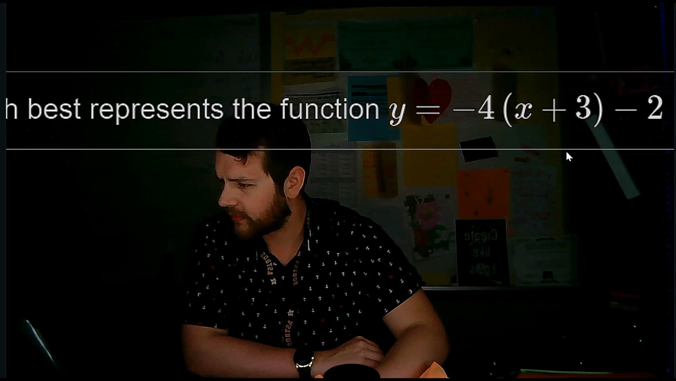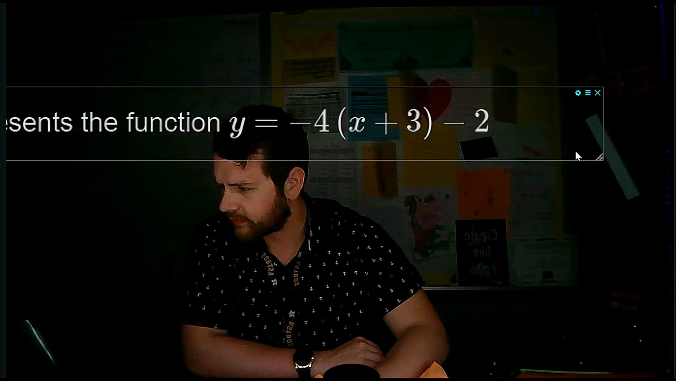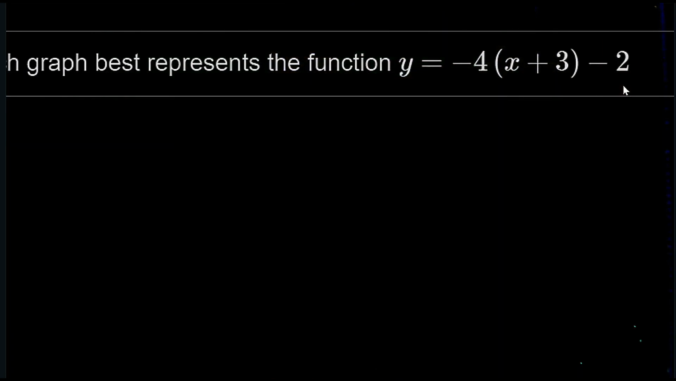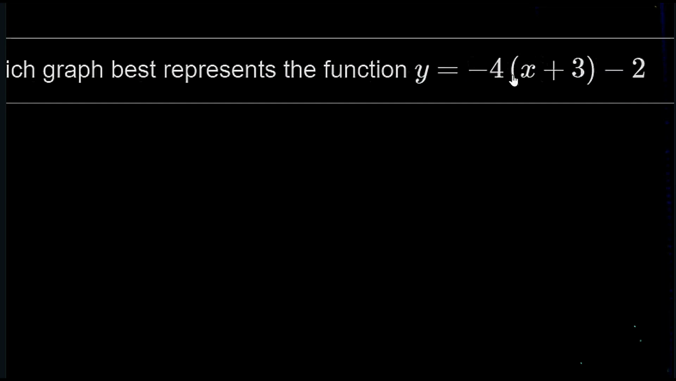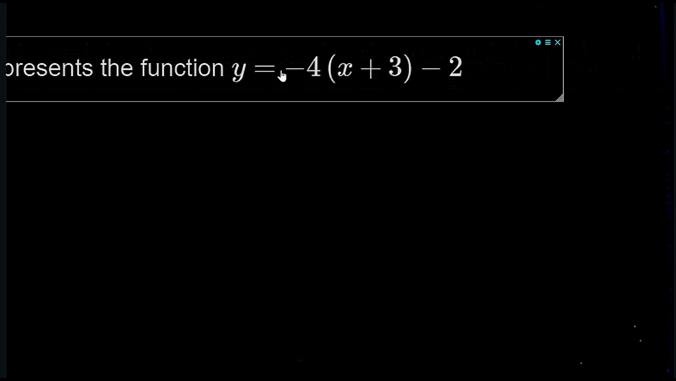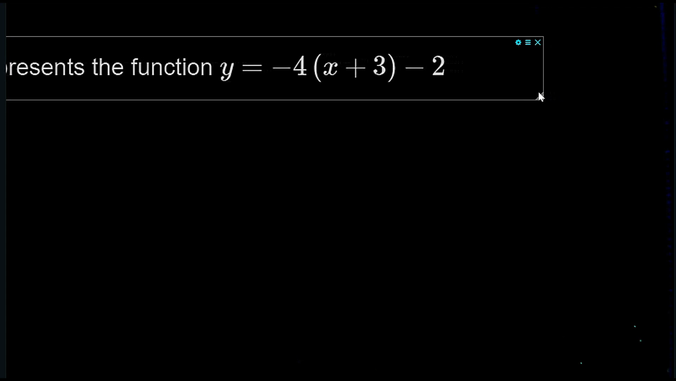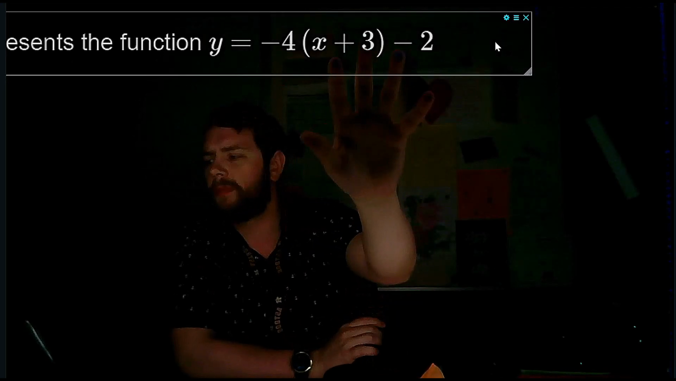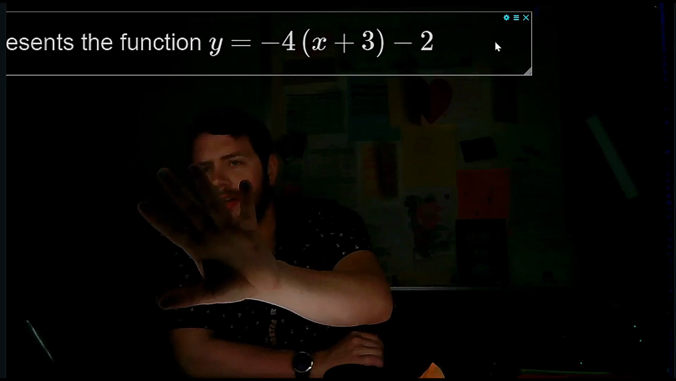So here we go. Let's look at this one right here. The last one we're going to do. Which graph best represents this function? Before I can do much, I need to put this in slope-intercept form. Once I have this in slope-intercept form, I can talk about the slope. I can talk about the y-intercept.